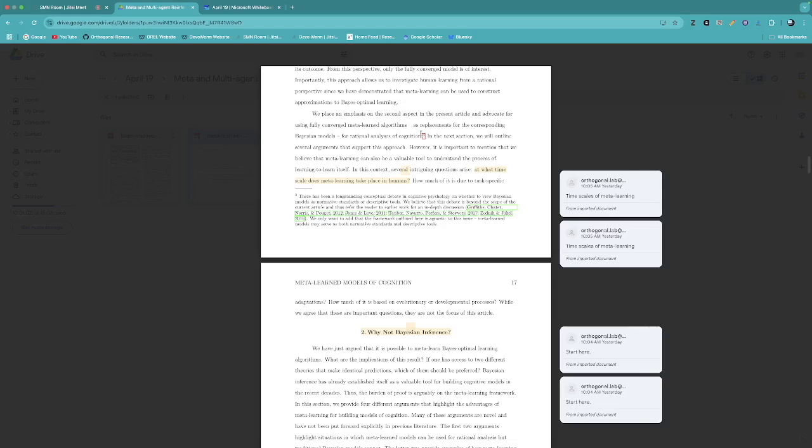In the next section, we will outline several arguments that support this approach. However, it is important to mention that we believe that meta-learning can also be a valuable tool to understand the process of learning to learn. Okay. In this context, several intriguing questions arise. The first one is, at what time scale does meta-learning take place in humans?